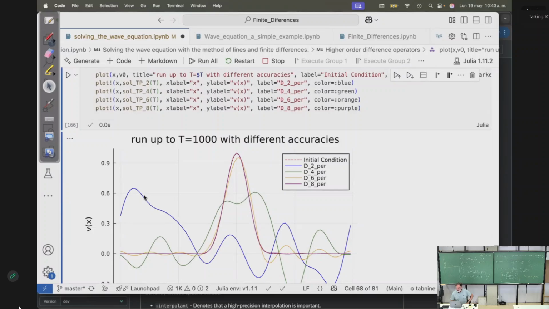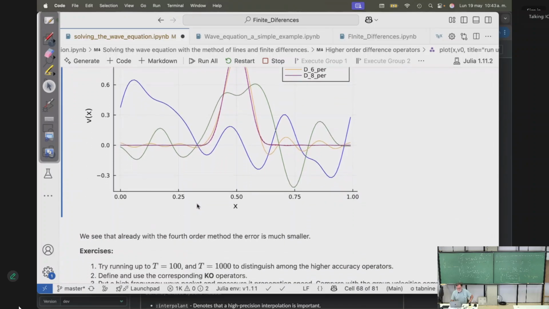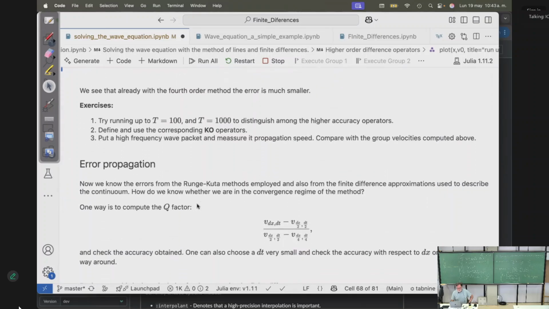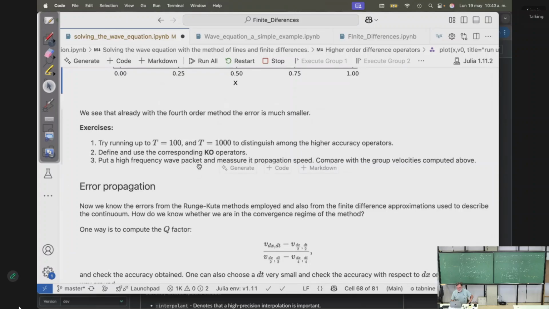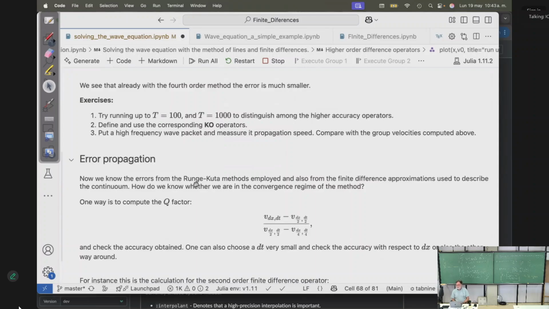And there you see that already the D6 has an error, but the D8 is very, very good, and the D4 is pretty bad. So you see, if you want to run things for long times, you better use some higher accuracy method. So I put some exercise here that I can make, and now let's finish this part with the error propagation.